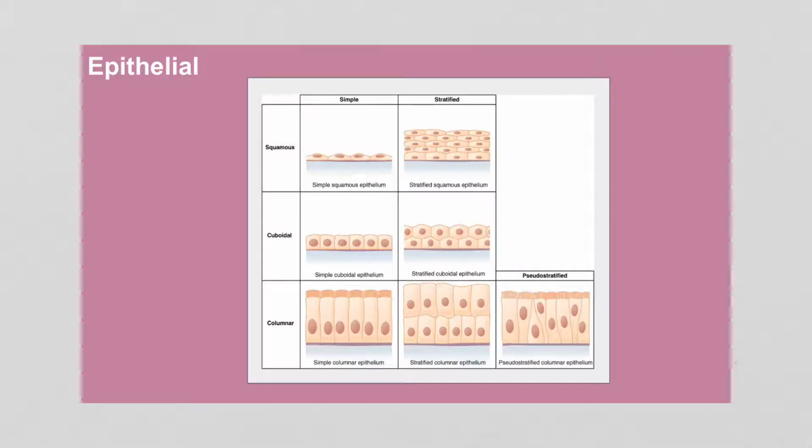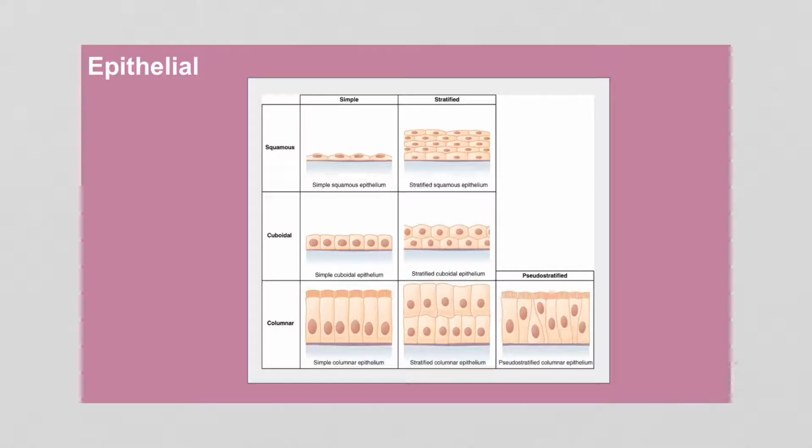When we look at stratified epithelium, this is the stratified squamous epithelium. We see it on our skin, we see it in our esophagus, we see it in areas that are likely to get scraped, cut up. And so stratified squamous epithelium is for protection.